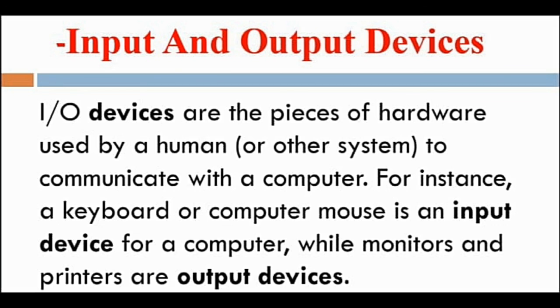What are the examples of some input and output devices? They are printers, hard disks, keyboards, mice, etc. Mice is the plural of mouse. All of you are familiar with these devices. You are familiar with printer, you are familiar with keyboard, you are familiar with mouse. These are all the input and output devices. Now we will study about the input devices and output devices.